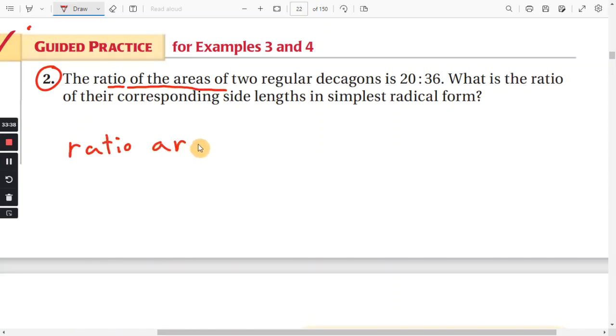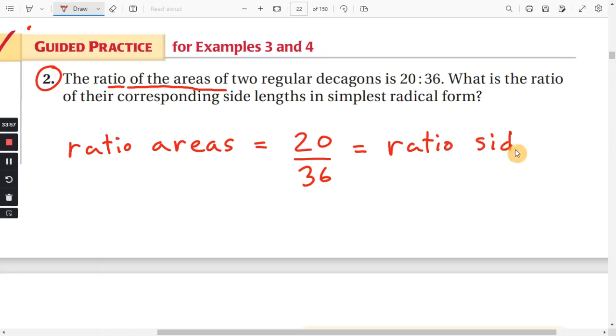So the ratio of the areas is 20 over 36. And we know that that equals the ratio of the sides squared. All right, and we said before, in order to undo the squared, you just take the square root.